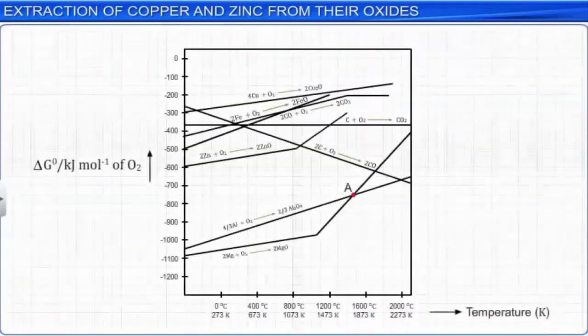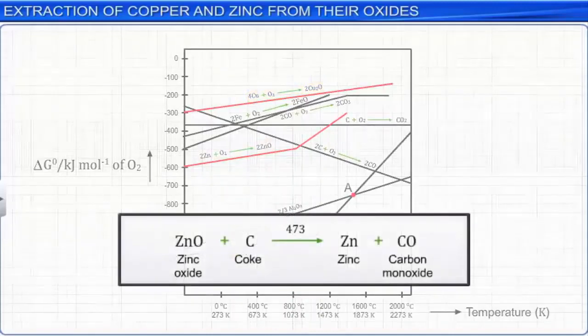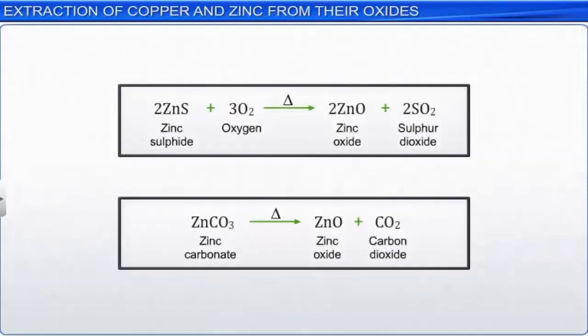As can be seen from the Ellingham diagram, the reduction of zinc oxide to zinc occurs at a higher temperature than that required for the reduction of copper oxide to copper. Coke is used for the reduction of zinc oxide. Depending on whether sulfide or carbonate ores are used for the extraction, the concentrated ore is either roasted or calcined.